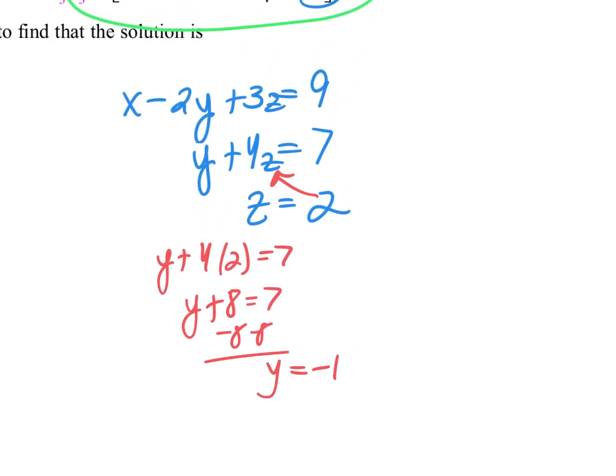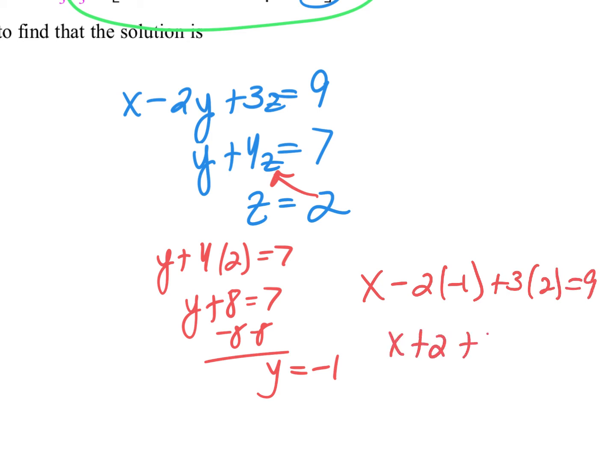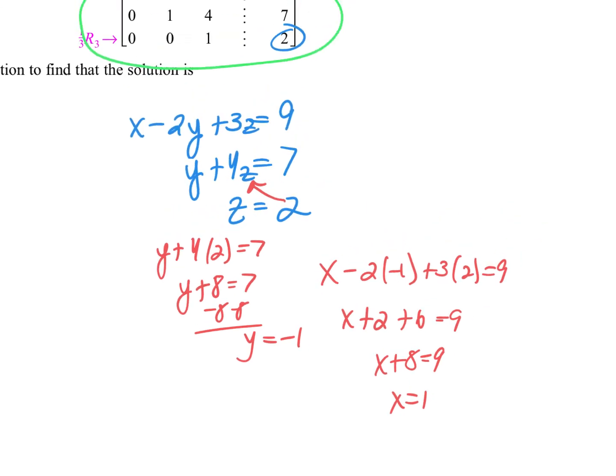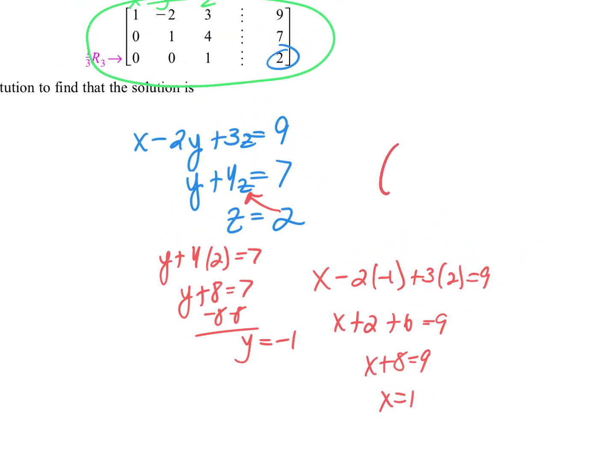Then you take those two numbers and plug it into the top one. So x minus 2 times -1 plus 3 times 2 equals 9. So x plus 2 plus 6 equals 9. X plus 8 equals 9. So x equals what? 1. And then how would I write my answer? So it'd be 1, -1, 2.